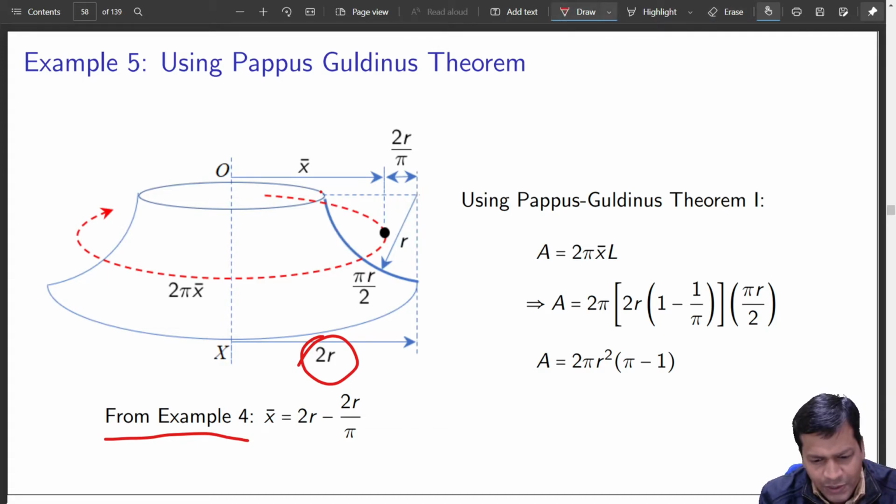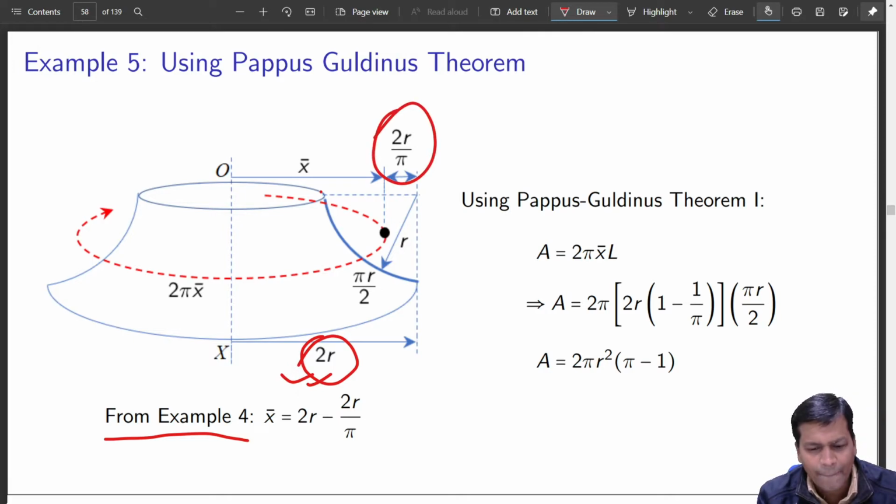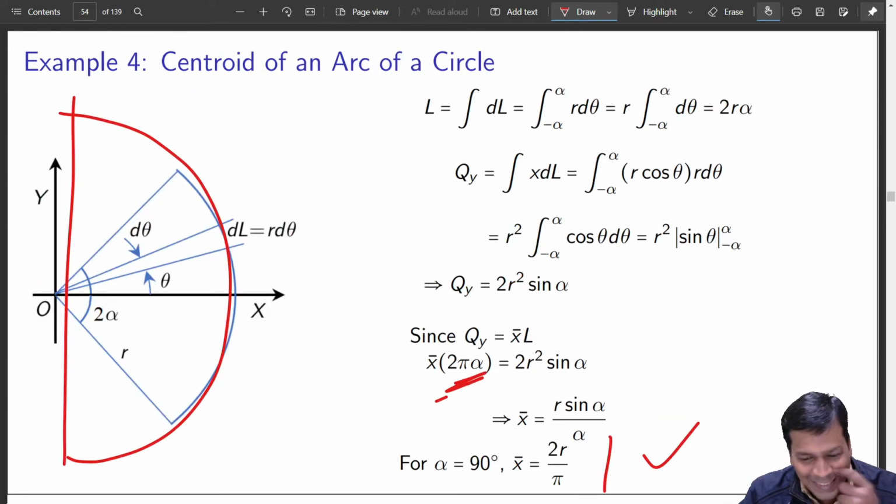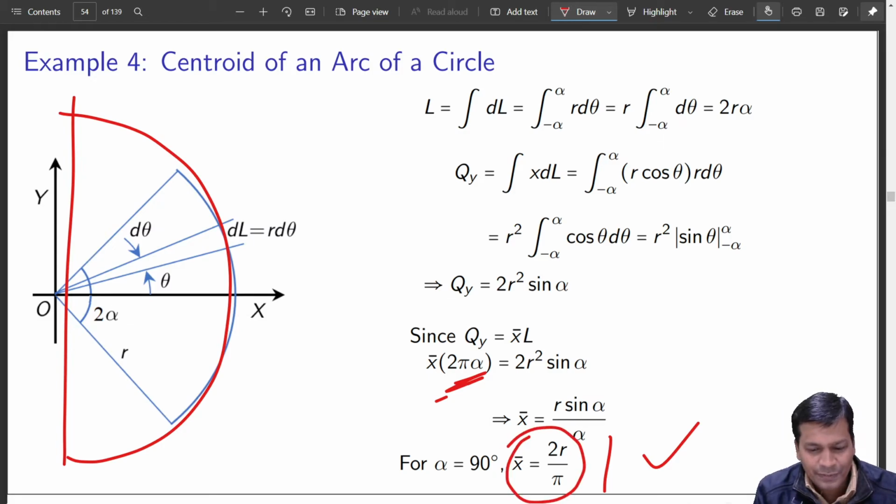Okay, this distance is well known. Now you also know this. How do you know this? The centroid of this type of piece, you just did earlier in our earlier example. Is it not? Yes. So exactly the same result I am using here. Okay, let us just go there and see whether it was exactly this, 2r by pi. Yes, it is 2r by pi.